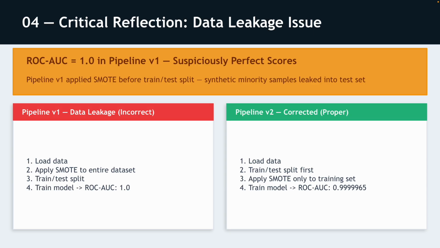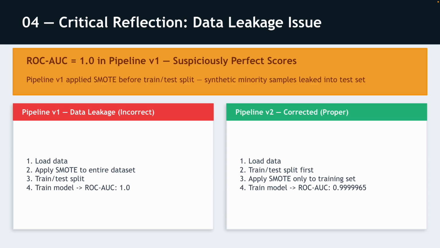Now for one of the most important critical reflections. When I first ran the pipeline, I got a perfect ROC/AUC of 1.0. This is actually a red flag, not a success. The problem was that I applied SMOTE to the entire dataset before splitting into training and test sets. SMOTE creates synthetic samples by interpolating between real minority class examples. When those synthetic samples appear in both training and test sets, the model essentially memorized patterns it shouldn't have seen. This is called data leakage. The test set is no longer independent, so the evaluation metrics are artificially inflated.